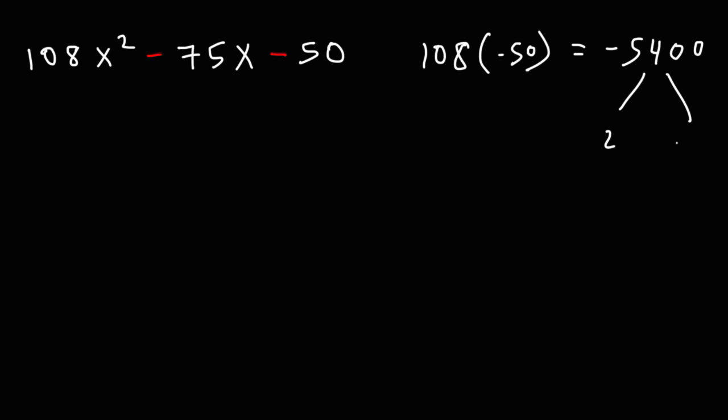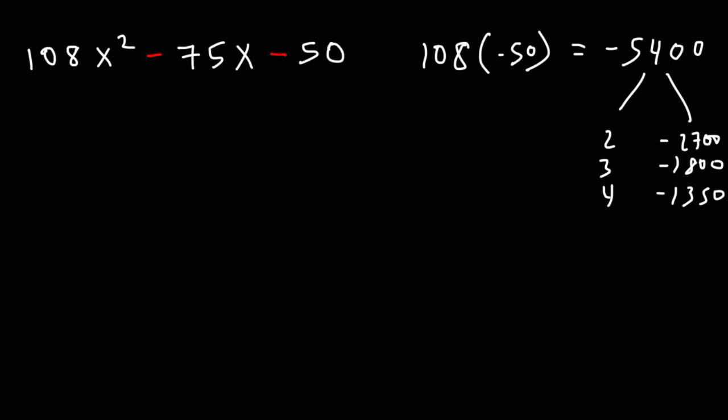Now, that's not going to be easy to do because negative 5,400 is a very big number. You could make a list of numbers and just write down all the possibilities until you find two numbers that add up to negative 75. For instance, 5,400 divided by 3 is 1,800. If we divide 5,400 by 4, it will give us 1,350. And we can keep doing this until we find two numbers that will add up to this, but that's going to take a long time. So is there an easier way in which we could factor this trinomial?